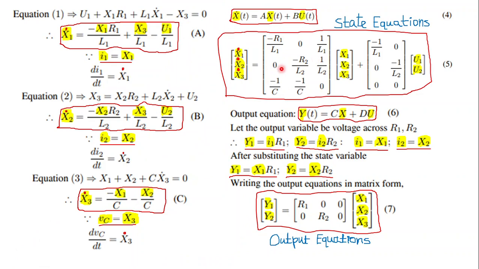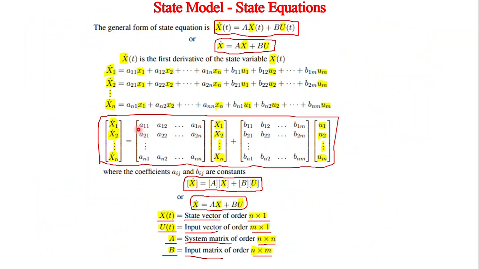Therefore, this matrix A, which is a 3 by 3 matrix, will become an n by n matrix. The first row is a11, a12, up to a1n. The second row is a21, a22, up to a2n. The last row is an1, an2, up to ann. This is nothing but an n by n matrix called the system matrix. This represents the behavior of the system. This is the system matrix A. This x1 dot, x2 dot, up to xn dot is the derivative of the state vector, and x1, x2, up to xn is the state vector.